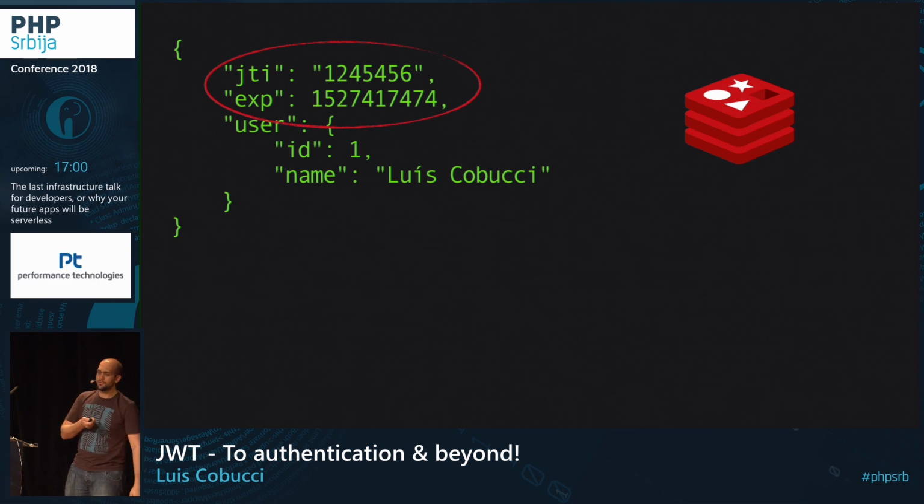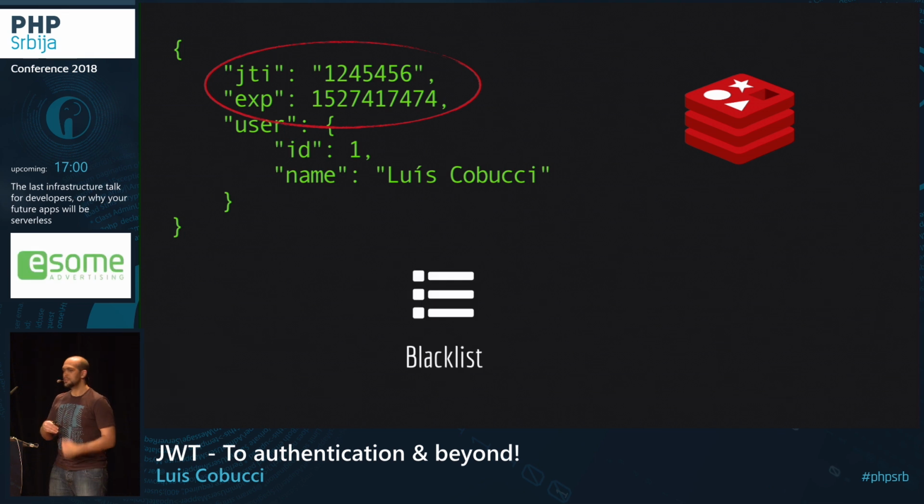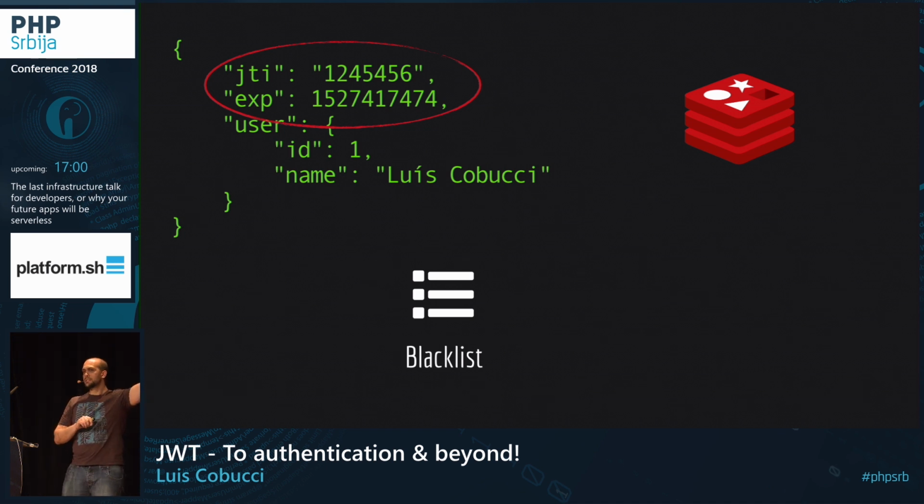So we have essentially two strategies to handle revocation. One is blacklisting. Blacklisting works in this particular way. Let's say that you're dealing with a token with this ID, and you want to say that this token is no longer valid. You simply add this ID to the blacklist, and when you receive the token, you try to match the ID to all the blacklisted tokens.